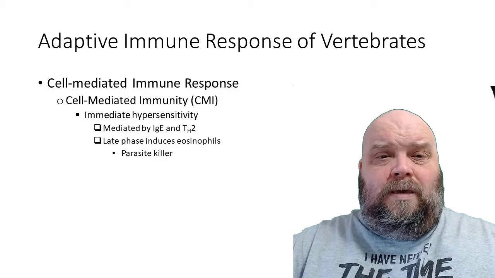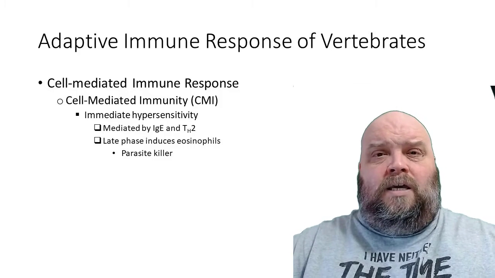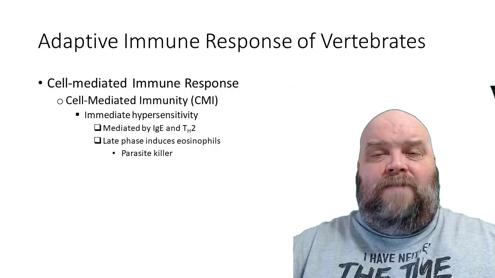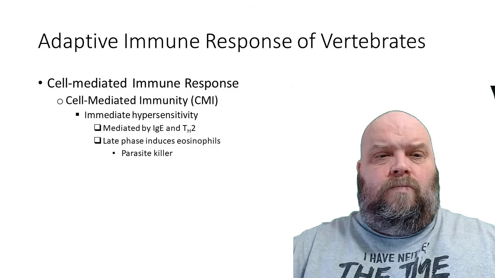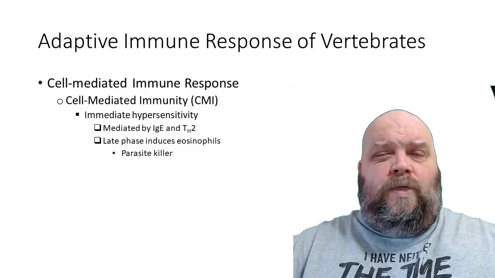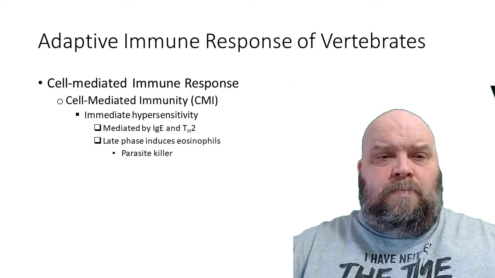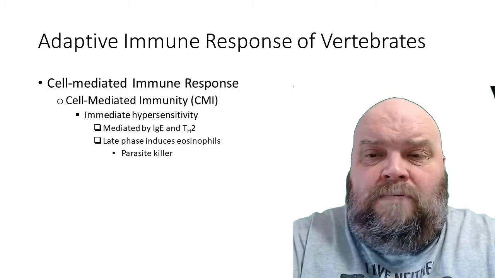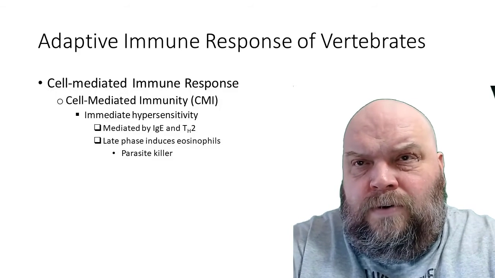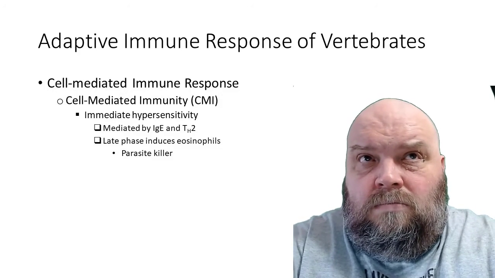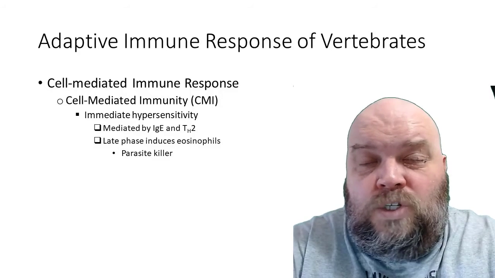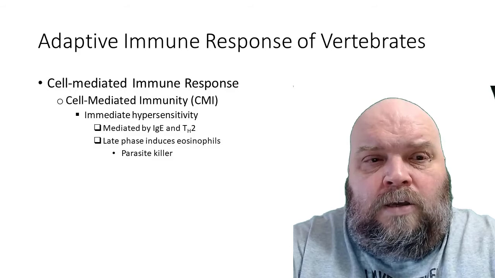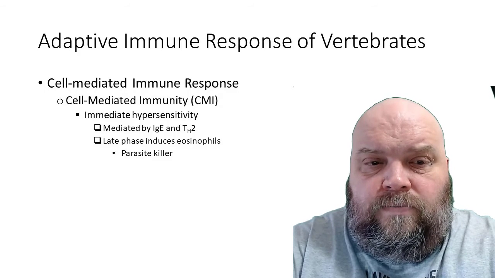Originally, this was thought to be the parasite killer. Okay, IgE is mammalian only. You only find it in mammals. So they think that this IgE response, this cell-mediated immunity, this immediate hypersensitivity, may have been one of our evolutionarily chosen mechanisms for dealing with exposure to parasites.